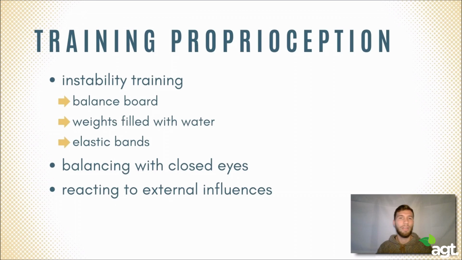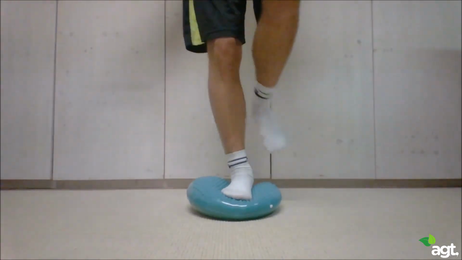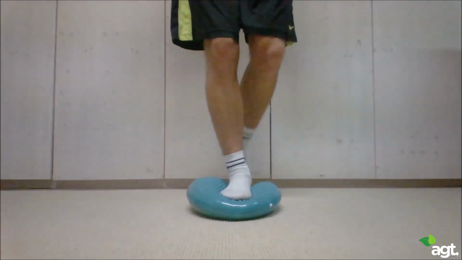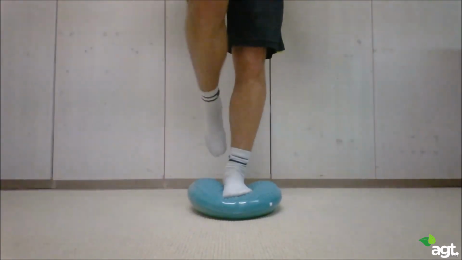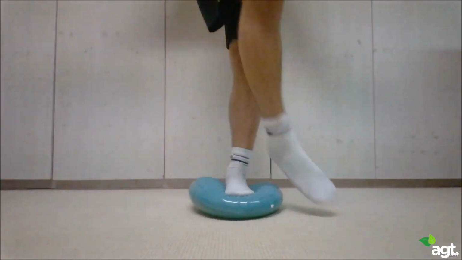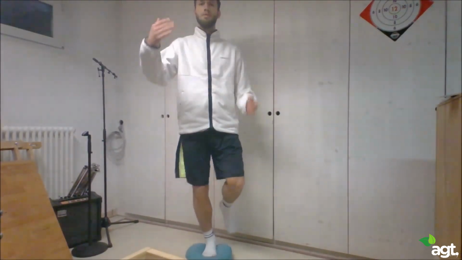So how can we train proprioception? The most common method for proprioceptive training is instability training, which includes balancing on an unstable surface, for example, a balance board or an air pillow. It could also be balancing on the knees, so kneeling on a stability ball. That would more target the core stabilizers.